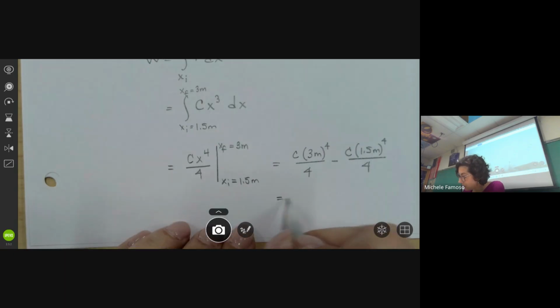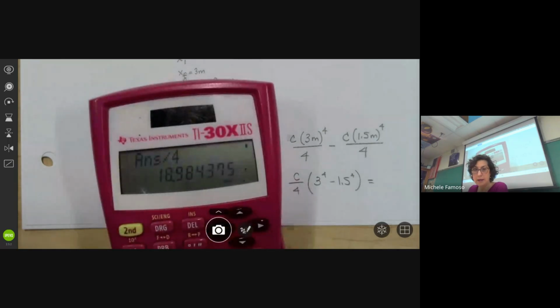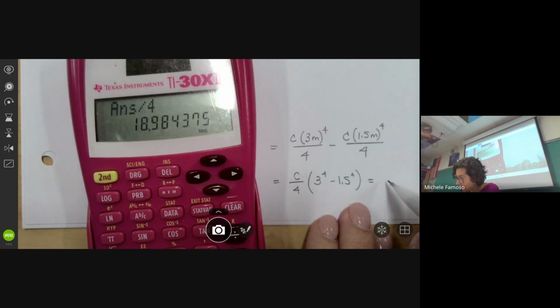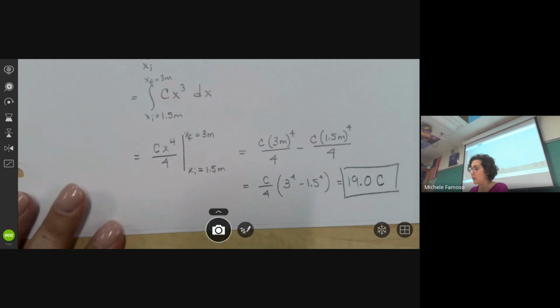So I'm just going to factor out the c over 4. So that's 3 to the 4th power minus 1.5 to the 4th power, and then multiply that by c over 4. So let's evaluate that. 3 to the 4th power minus 1.5 to the 4th power, divide that by 4, and that gives me 18.98. So that just gets multiplied by c. So that would be 19.0 c with the 3 sig figs that the textbook would like you to use. Okay.